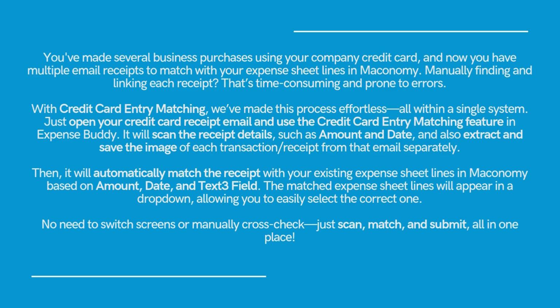Just open your credit card receipt email and use the credit card entry matching feature in Expense Buddy. It will scan the receipt details, such as amount and date, and also extract and save the image of each transaction receipt from that email separately. Then, it will automatically match the receipt with your existing expense sheet lines in Maconomy based on amount, date, and text 3 field. The matched expense sheet lines will appear in a drop-down, allowing you to easily select the correct one. No need to switch screens or manually cross-check. Just scan, match, and submit, all in one place.